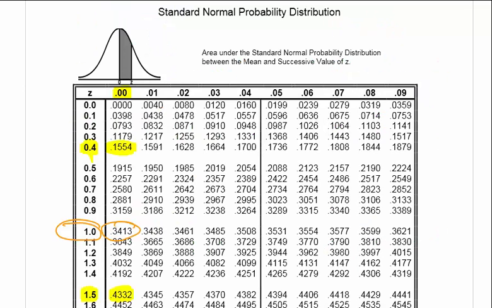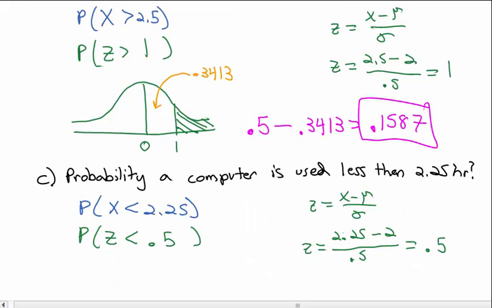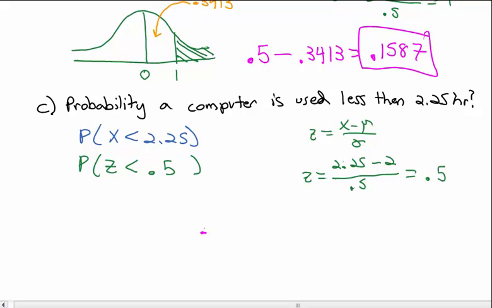So we go to our table. 0.500 is 0.1915. Oh, didn't draw a picture. What is that? I don't know. We didn't draw a picture.